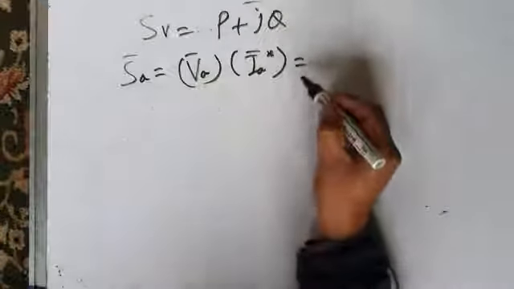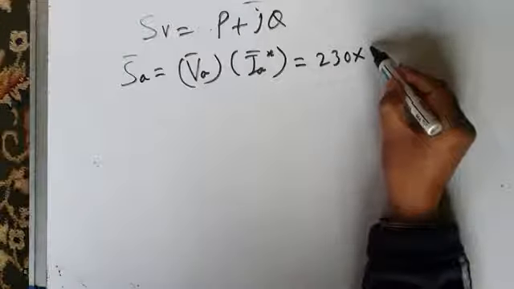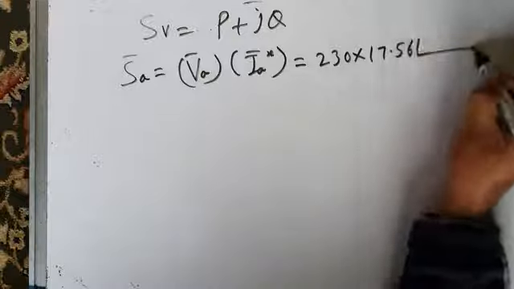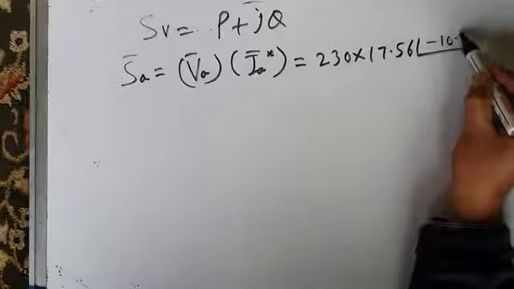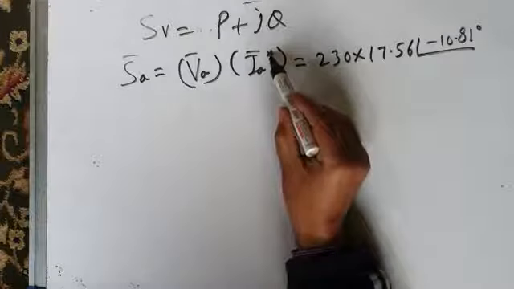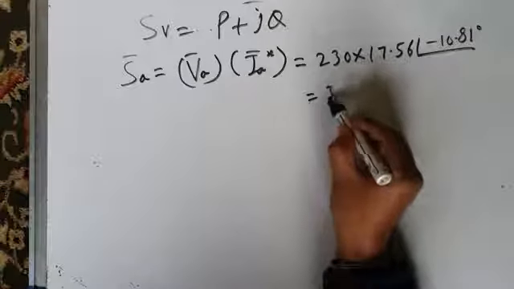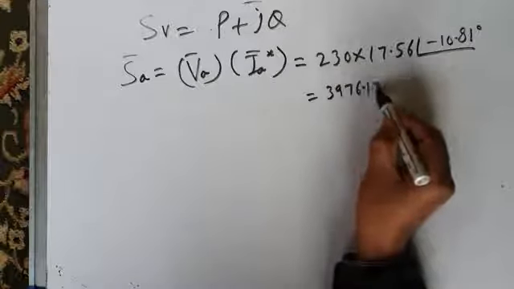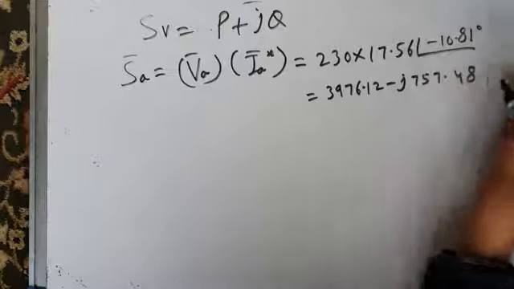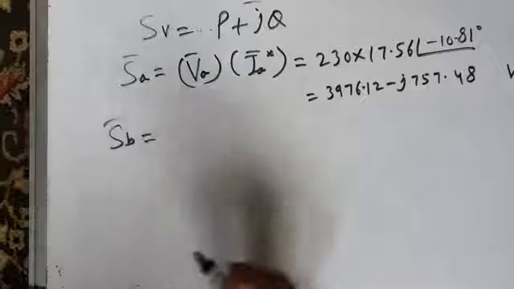Okay, SA is VA, 230 volts, into the complex conjugate of the line current. Just a while back we found the line current IA, that is 17.56 at an angle of minus 10.81 degrees. There it was at an angle of plus 10.81 degrees, but since it is a complex conjugate, it will be minus 10.81. So this will be 3976.12 minus j757.48 VA, volt ampere.